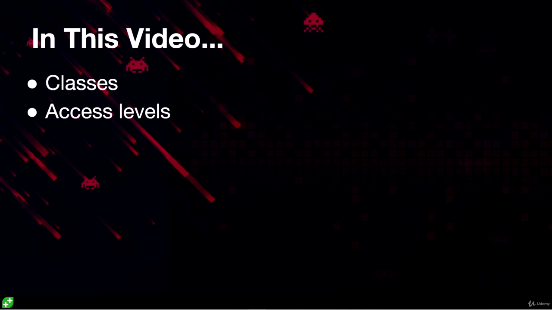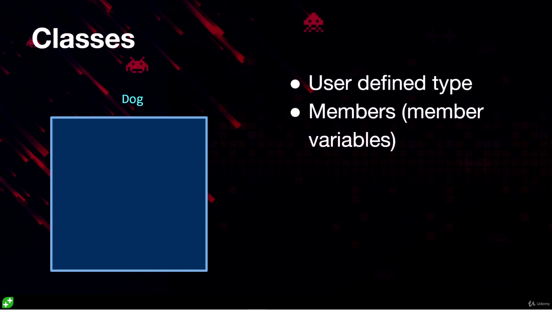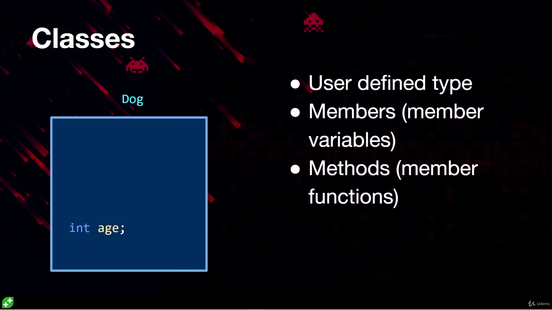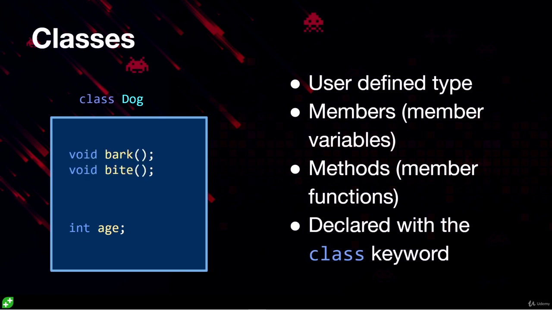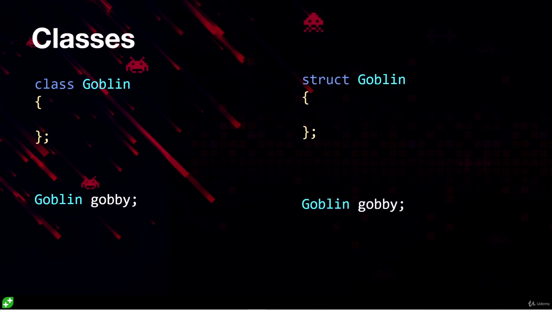Let's get started. Classes are user-defined data types. They contain their own variables, also known as members or member variables, as well as their own functions, also called methods or member functions. A new class is declared with the class keyword. So you declare a new class like this. You use the class keyword followed by the name of the class and a class body with a semicolon at the end. You can create a new variable of this type just like you would any other variable. Notice that this is similar to declaring a new struct type and creating a variable of that type.